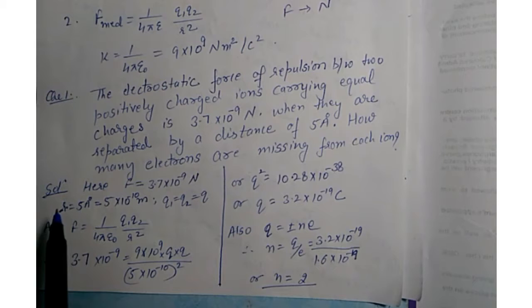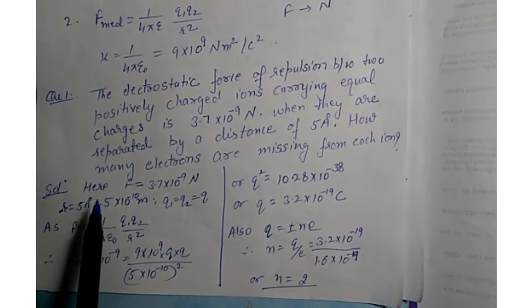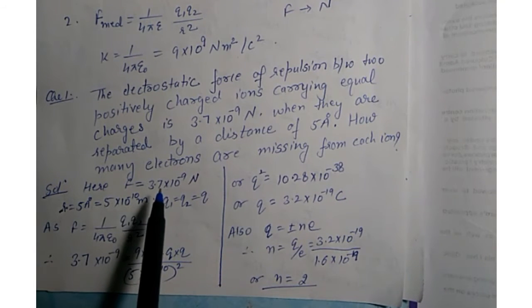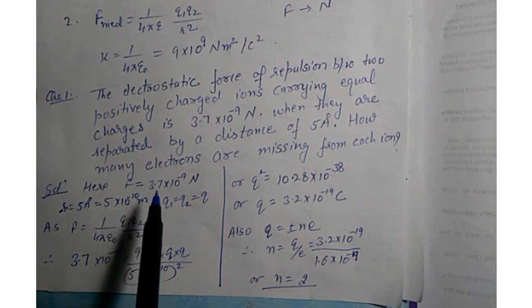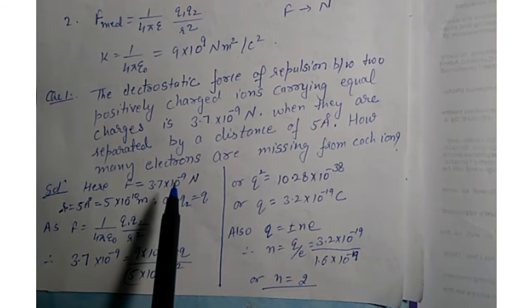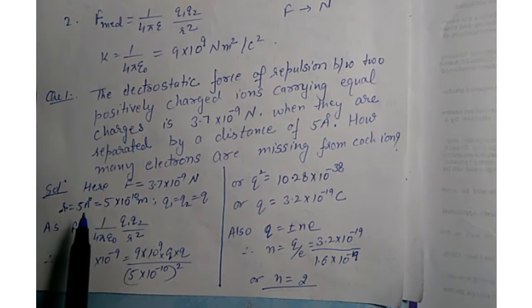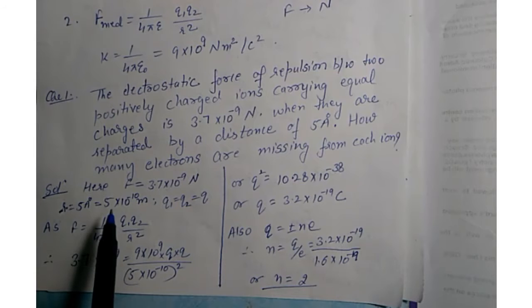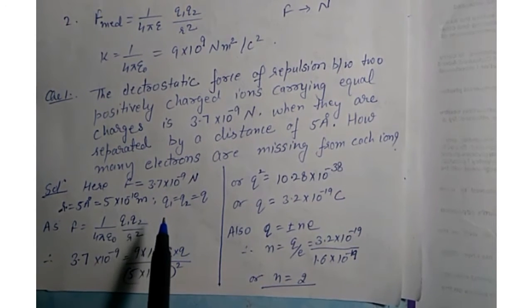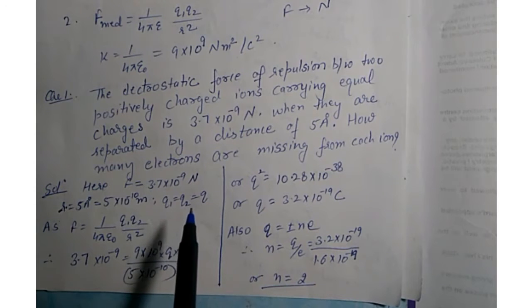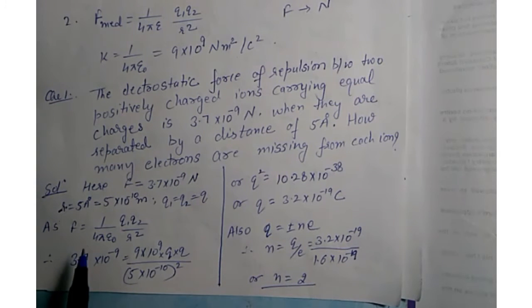Before solving this, let us first collect the terms which are given in this numerical problem. The force is given as 3.7 into 10 raised to power minus 9 Newton. Distance is 5 angstrom, that is 5 into 10 raised to power minus 10 meter. Let the charges Q1 equal Q2 equal Q. Applying Coulomb's law, force is given by 1 upon 4 pi epsilon naught Q1 Q2 upon R square.